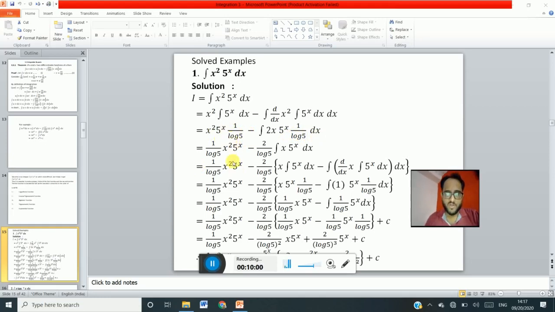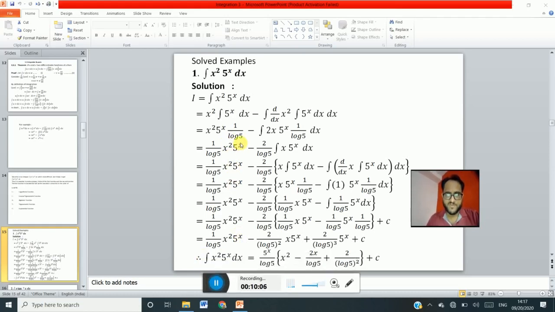So you see all the terms up to the final answer are the same for the first term. See here, the first term is the same, x square into 5 to the power x upon log 5. Now see about the second term. So 2x into 5 to the power x upon log 5, right? From here 2 upon log 5 is a constant, take it outside the integration, and the remaining is x into 5 to the power x. And in x into 5 to the power x, here also again there is the product of two functions, x and 5 to the power x. So again use the integration by parts rule to evaluate the integration of x into 5 to the power x.